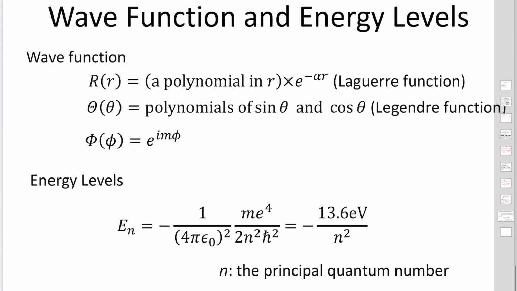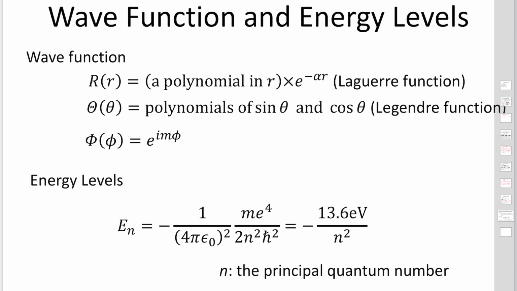Finally, we have wave functions and energy levels. R is a polynomial in r times the exponential of minus alpha r. We call this the Laguerre functions. And Theta is a polynomial of sine theta and cosine theta, expressed as Legendre functions. And Phi is the exponential i m phi, and m is an integer.